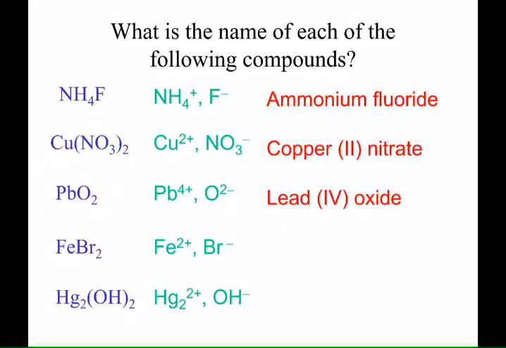How about iron? Do we use Roman numerals for iron? Yes. In this case, it's going to be iron 2 bromide. And then I don't know why I fuss about this, but the Hg2 2+, that actually is a polyatomic, one of the two polyatomic cations you need to know for this class. So that is mercury 1, okay? And OH- is, of course, hydroxide.